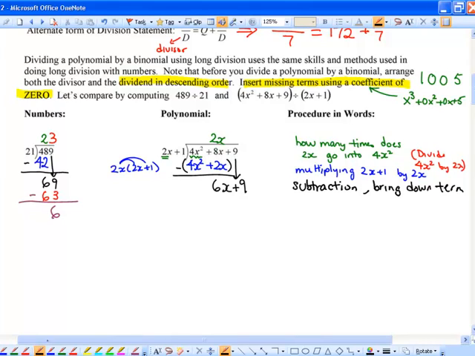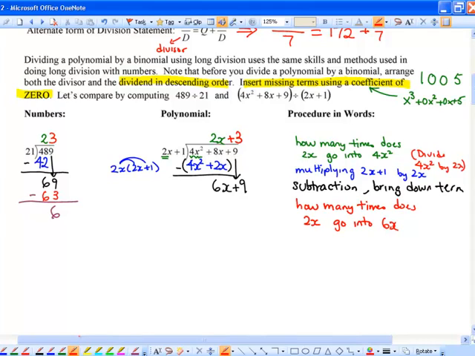So we'll ask ourselves what? I guess we'll ask ourselves how many times does 2x go into, now what are we looking at now? We're looking at 6x plus 9, so we'll just look at the 6x part. So how many times does 2x go into 6x? Or ask yourself, 2x times what gives you 6x? Did you say 3? I hope you said 3. We'll put a plus 3 on the top then.